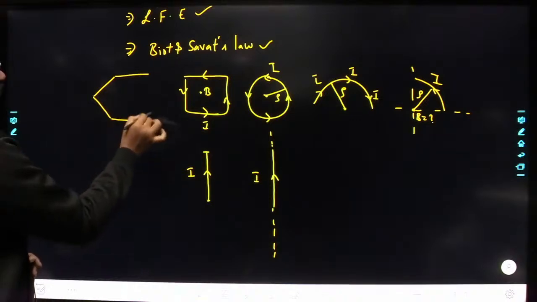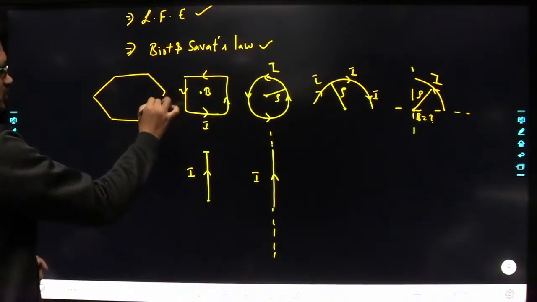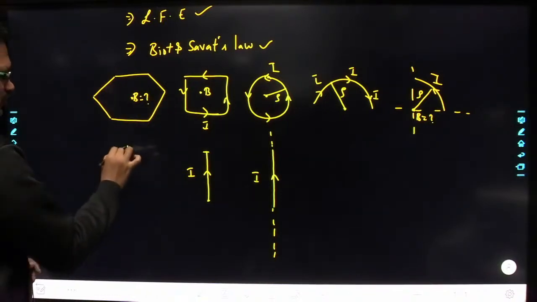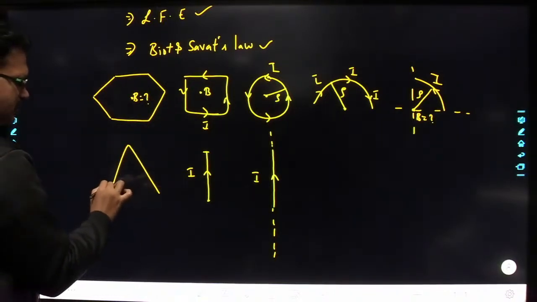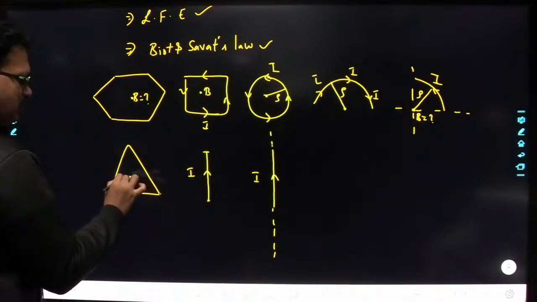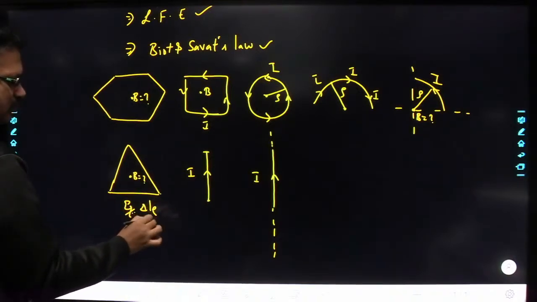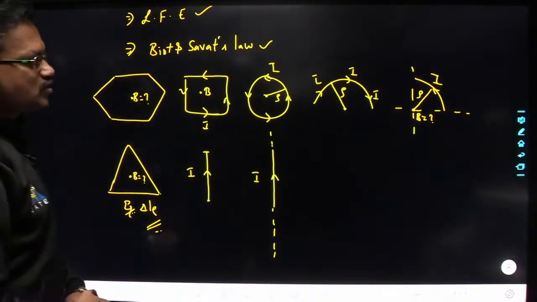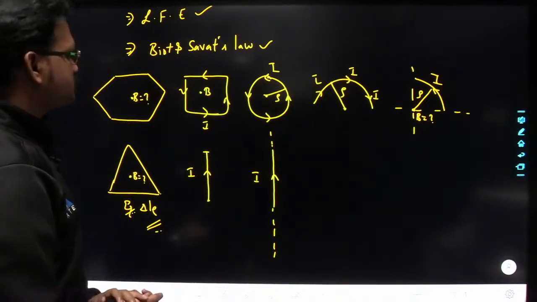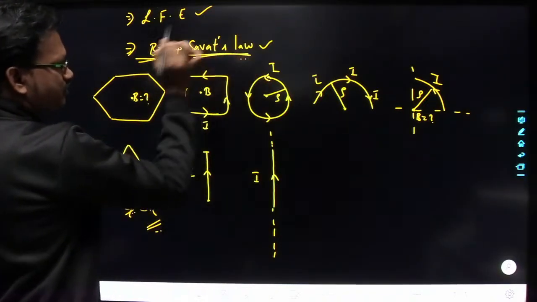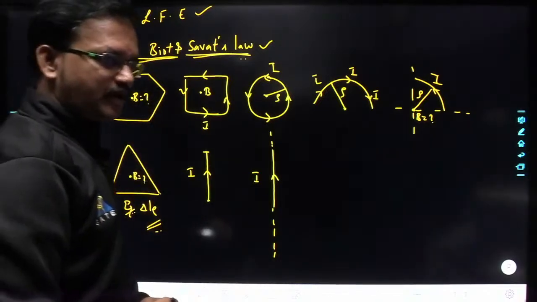We have also determined the B field at the center of a hexagon, and at the centroid of an equilateral triangle. So all these different types of problems we have solved based on Biot and Savart's law.